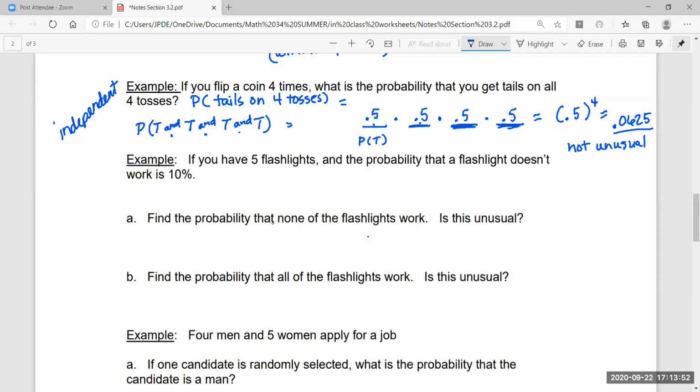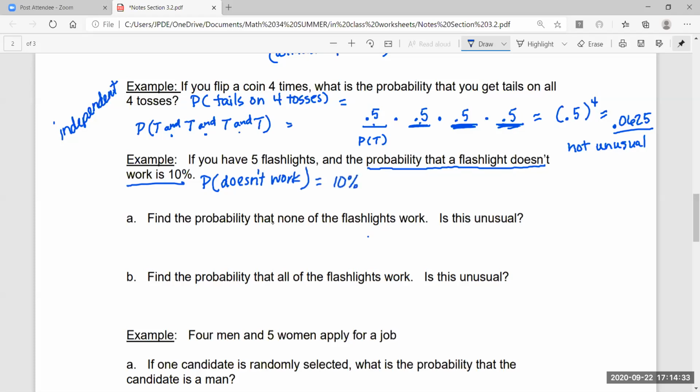All right, let's look at this next one. Whenever I use this example, I talk about how we have in our hall closet a bunch of flashlights so that if the power goes out, you know, we can go grab one. So we have these 5 flashlights, say, in this closet. And it tells us that the probability that a flashlight doesn't work is 10%. So let's write that down. The probability that it doesn't work, one flashlight, equals 10%.